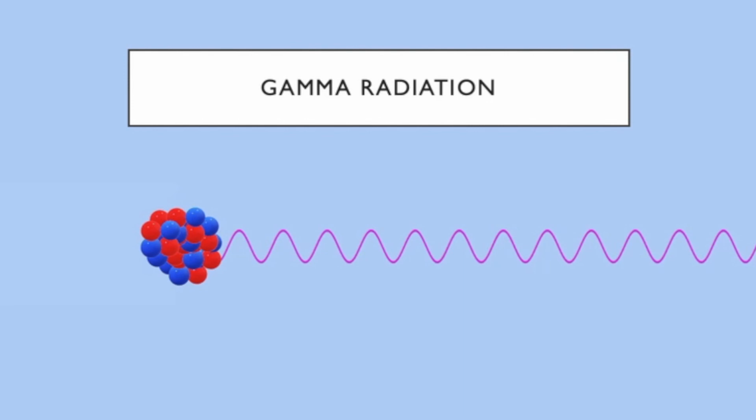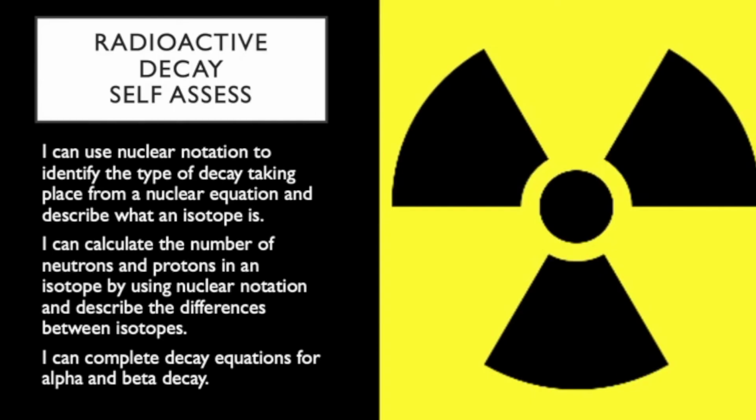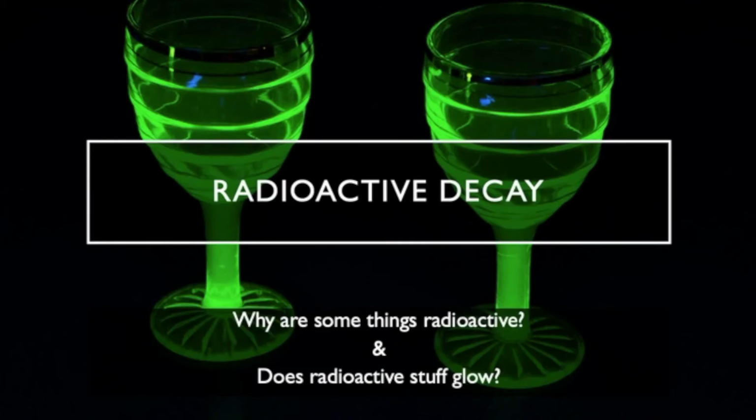Okay, so that's our 3 different types of radioactive decay, and that's basically the end of the lesson. So you should be able to use nuclear notation to identify the type of decay taking place from a nuclear equation and describe what an isotope is. You should be able to calculate the number of neutrons and protons in an isotope by using nuclear notation and describe the differences between isotopes. And you should be able to complete decay equations for alpha and beta decay.